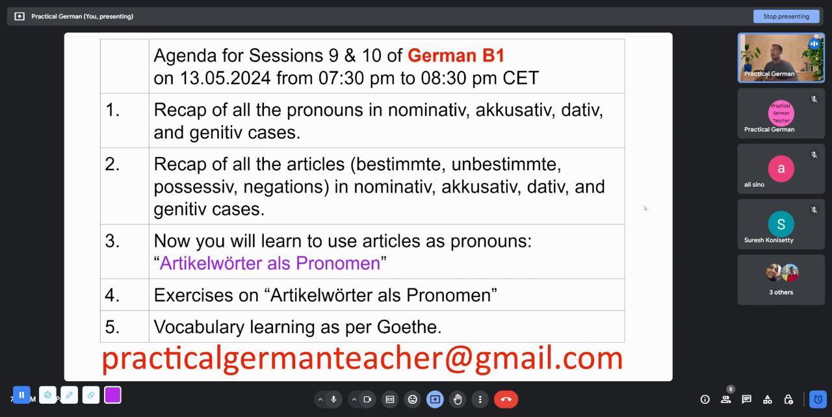Now you may ask, why do we even need to do that? Don't ask me. In German language, people do that. They sometimes use articles as pronouns. And yeah, it is my job to help you understand how you can also do that. Whether you want to do it or not, it's up to you. At least you should know when someone else is using articles as pronouns when they are speaking or communicating with you in German language or when you read something.